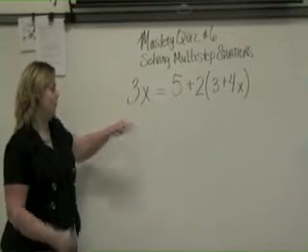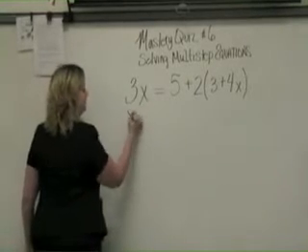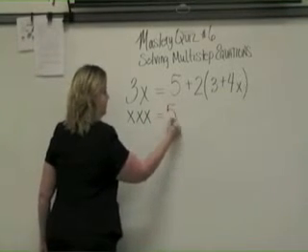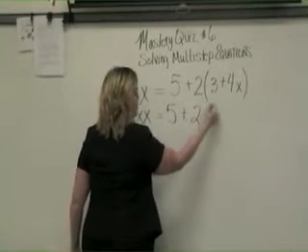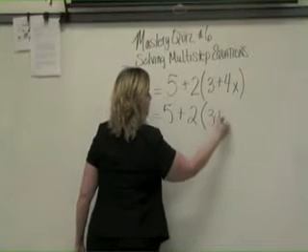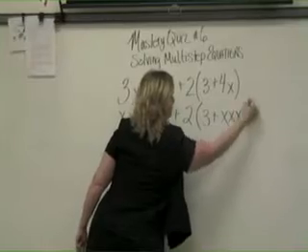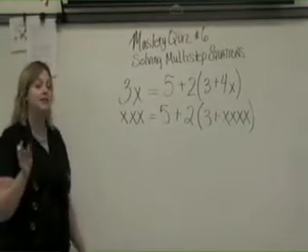Number 2 is 3x equals 5 plus 2 times (3 plus 4x). Okay, let's go to step number 1.